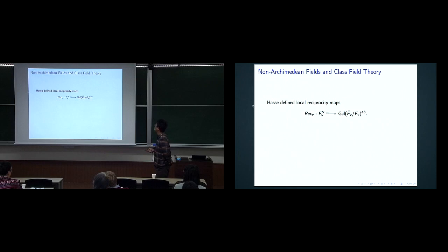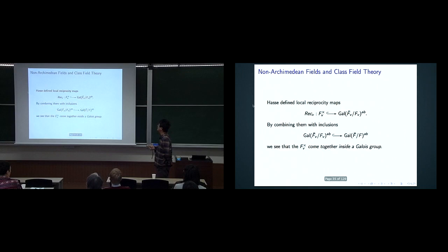But these Galois groups, in fact, all sit inside the Galois group of the number field F. Remember, to restate, we're actually interested in these algebraic number fields. We've completed it to one of these non-Archimedean fields. The multiplicative group of this complete field maps into the abelian Galois group of that field itself. But by embedding F bar into F_v bar, you can also get an inclusion of Galois groups. So what ends up happening is that all these non-Archimedean fields actually come together inside this big Galois group here. And this is a very significant picture, I think, from many points of view.